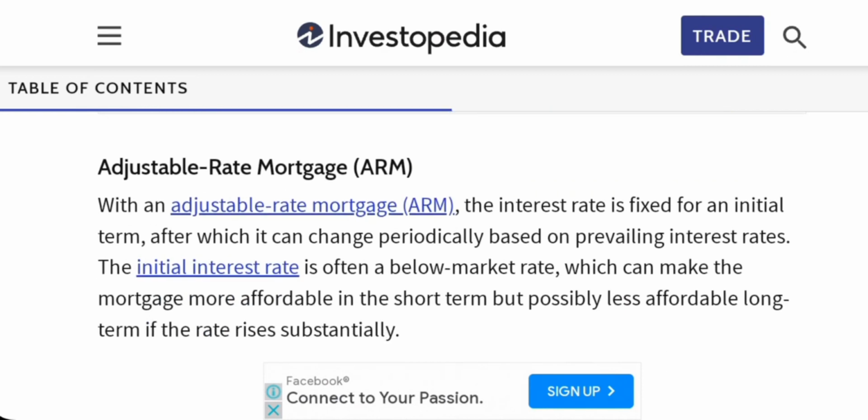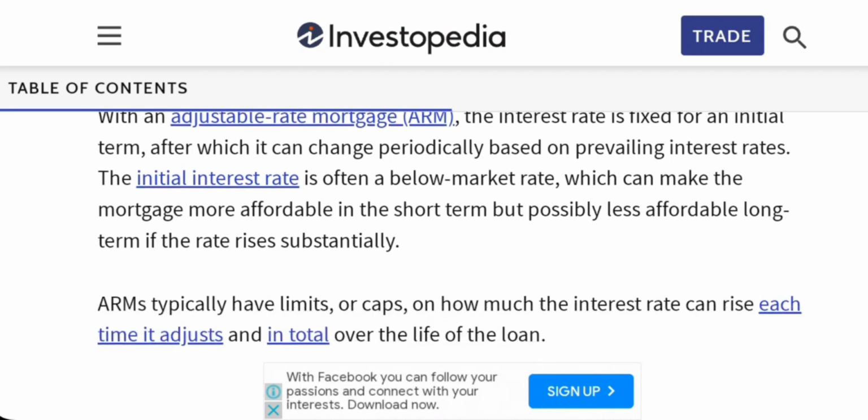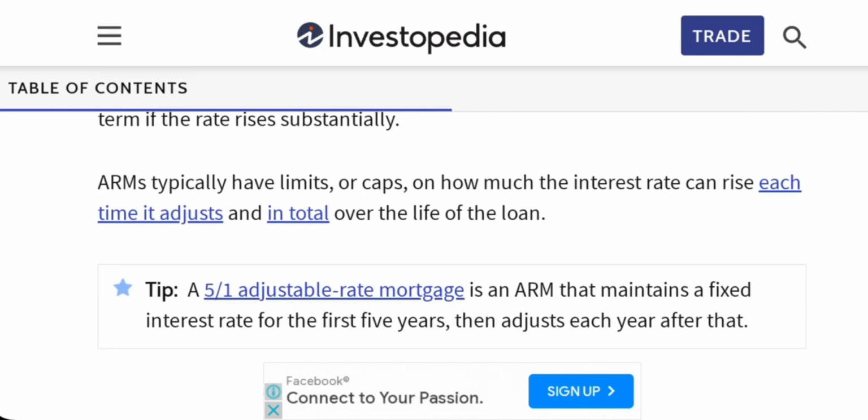Adjustable rate mortgage. With an adjustable rate mortgage (ARM), the interest rate is fixed for an initial term, after which it can change periodically based on prevailing interest rates. The initial interest rate is often a below market rate, which can make the mortgage more affordable in the short term but possibly less affordable long term if the rate rises substantially. ARMs typically have limits or caps on how much the interest rate can rise each time it adjusts and in total over the life of the loan.